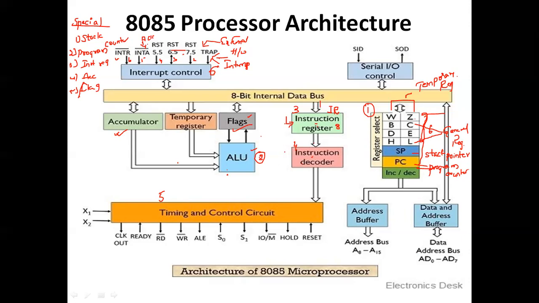Fine. So after this interrupt control, the seventh part over here is the address bus. The address and data bus buffer. Here the address buffer is there, and the data and address buffer is there. We are going to study the address buffer first. It is an 8-bit unidirectional buffer. Unidirectional means it is going to travel in only one direction.